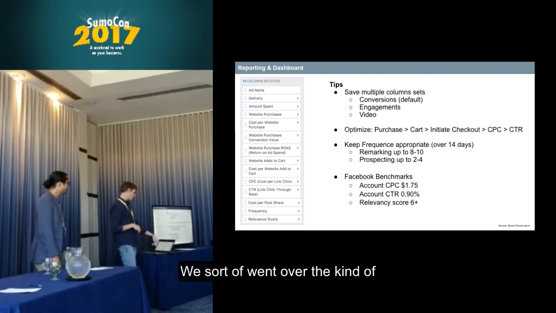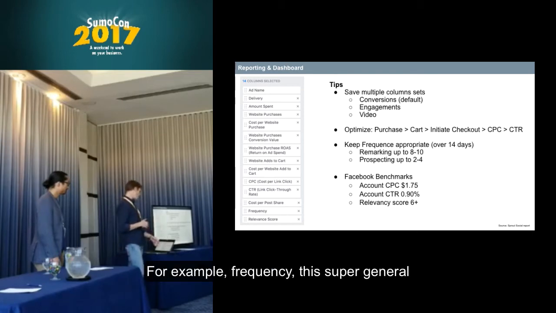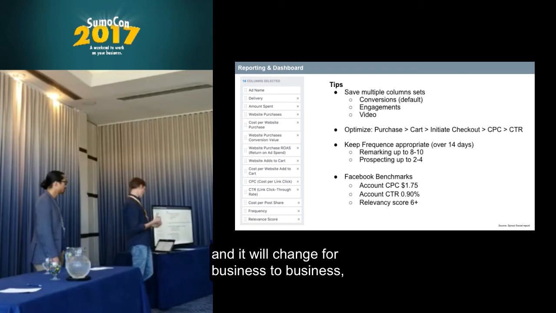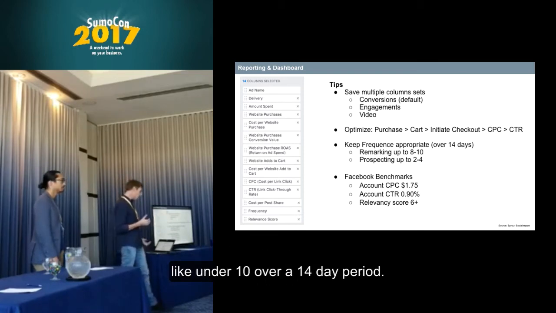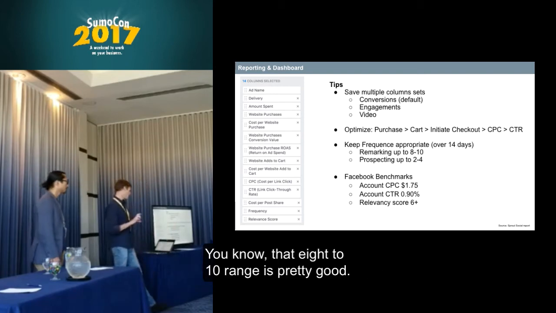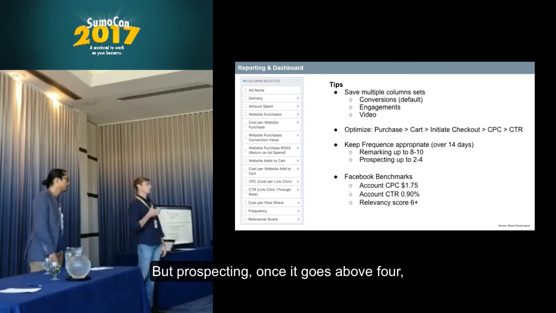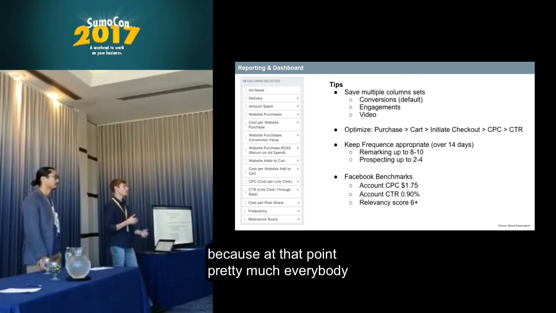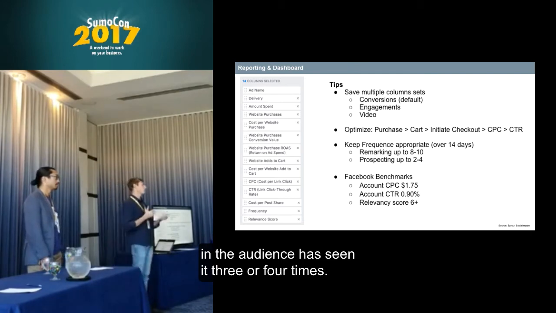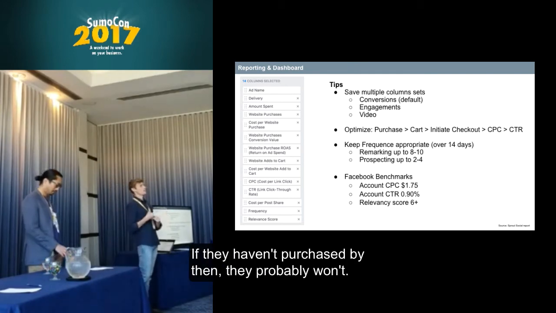We sort of went over the optimization hierarchy. For example, frequency: this is super general and it will change from business to business. For remarketing, try and keep your frequency under 10 over a 14-day period. The 8 to 10 range is pretty good. For prospecting, once it goes above 4, you should probably be stopping that campaign, because at that point, pretty much everybody in the audience has seen it 3 or 4 times. If they haven't purchased by then, they probably won't.